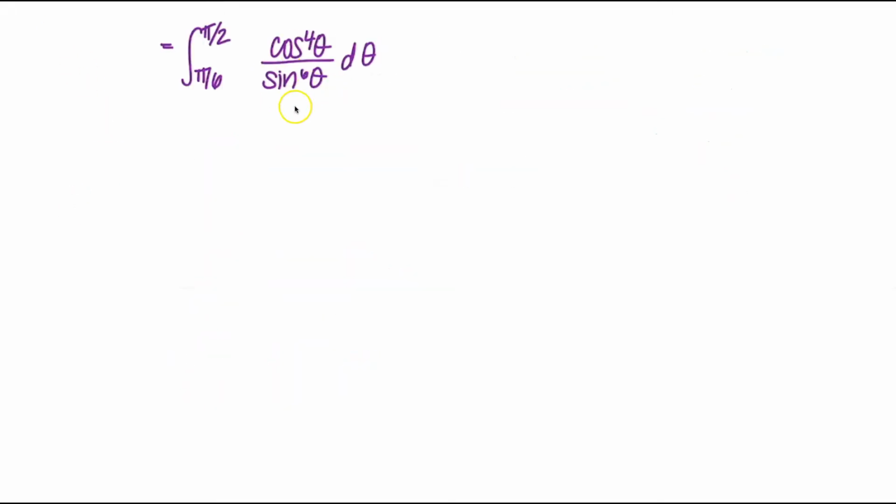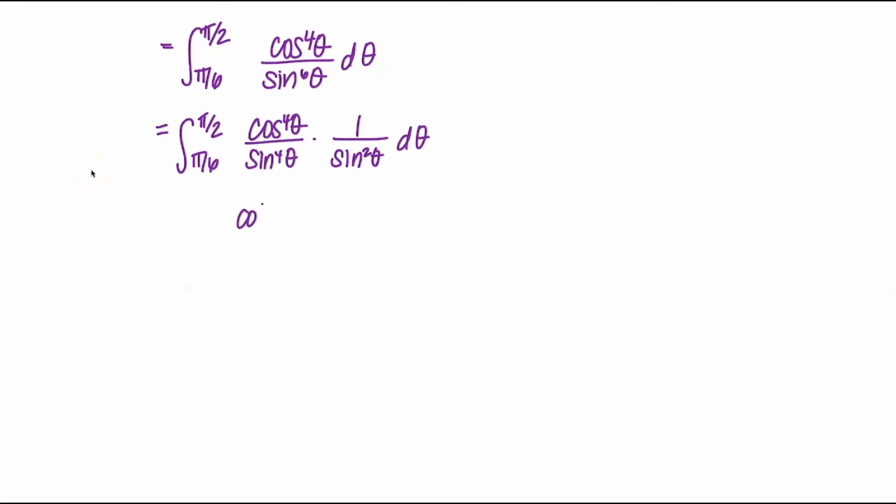Now this is kind of an interesting one to evaluate. So here what we're going to do is rewrite the integrand as cosine to the 4th theta over sine to the 4th theta times 1 over sine squared theta d theta. And hopefully you can see what's going to happen. Cosine over sine is cotangent, so we're going to have cotangent to the 4th theta, and then times 1 over sine squared theta is cosecant squared theta d theta. And there's a really nice u substitution that we're going to be able to do from here.